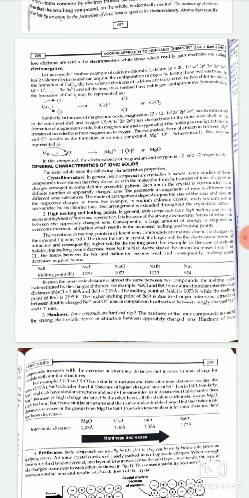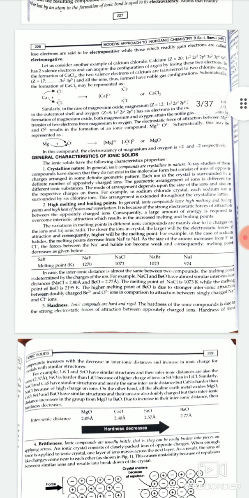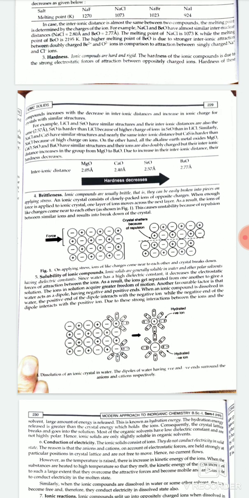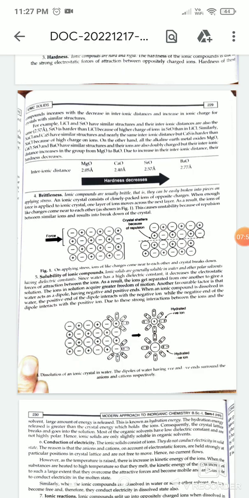And third is hardness. Ionic compounds are hard and rigid. The hardness of ionic compounds is due to the strong electrostatic force of attraction between oppositely charged ions. Hardness of these compounds increases with the decrease in the interionic distances and increase in ionic charge for crystals with similar structures. For example, LiCl and SrO have similar structures and their interionic distances are also the same, 2.57 angstrom. SrO is harder than LiCl because of higher charge of ions in SrO.